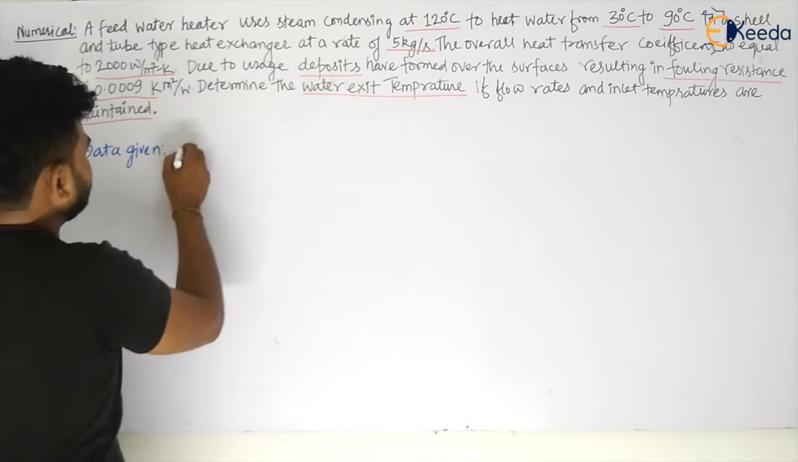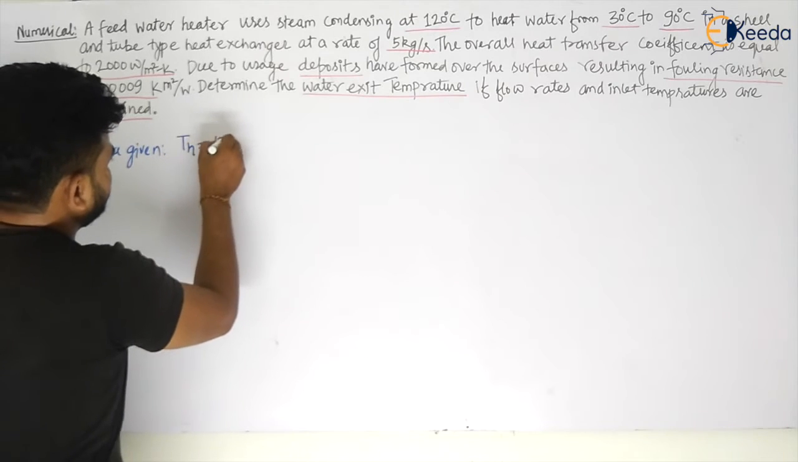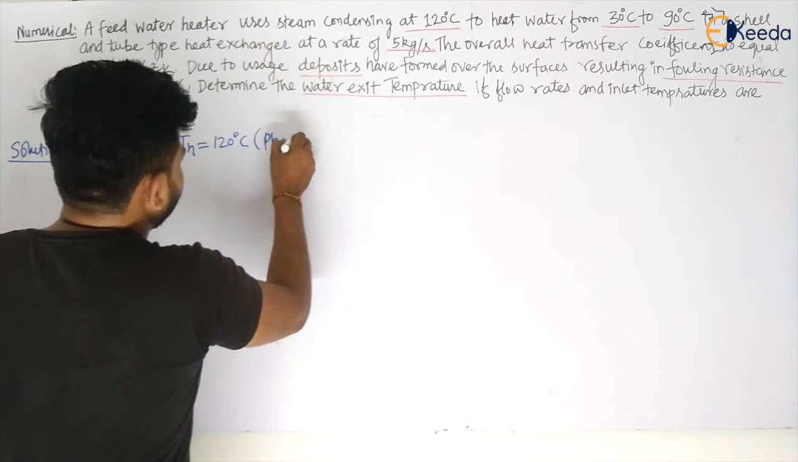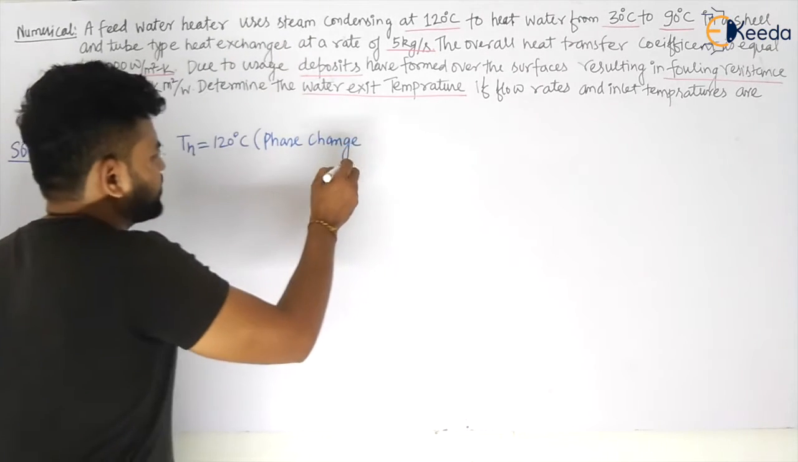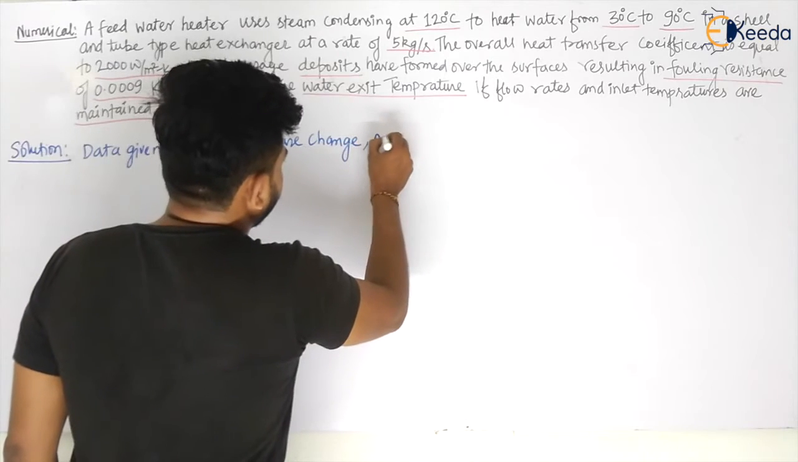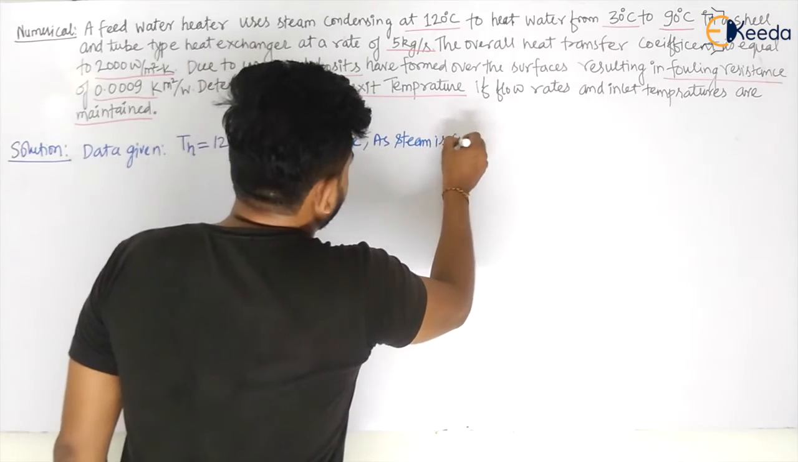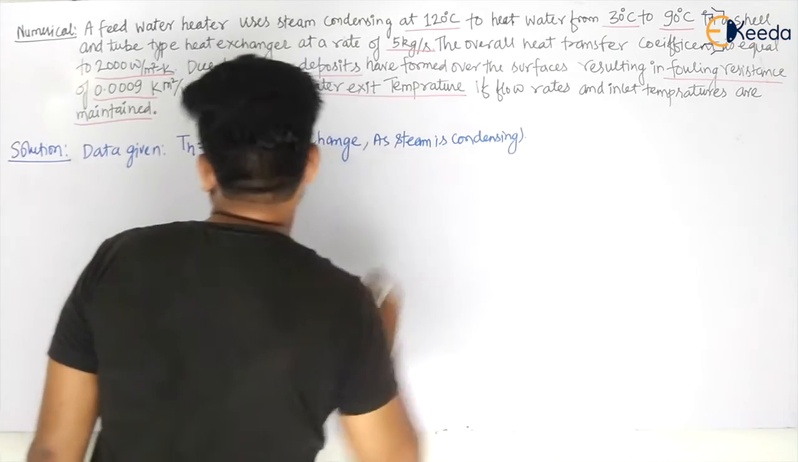First of all, they have given the steam temperature, that is TH, to be 120 degrees Celsius, and this is your phase change, my dear students, as steam is condensing.